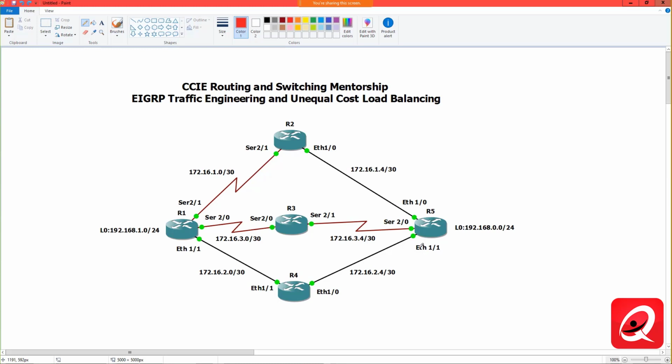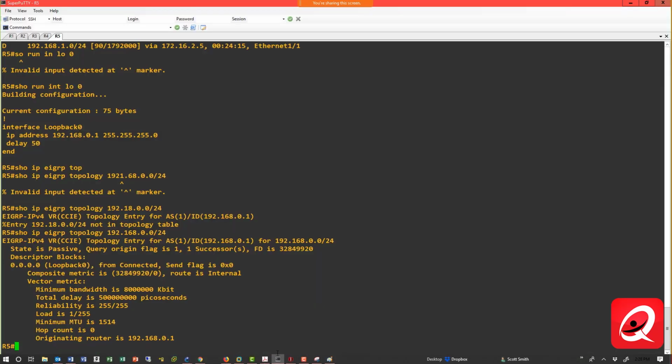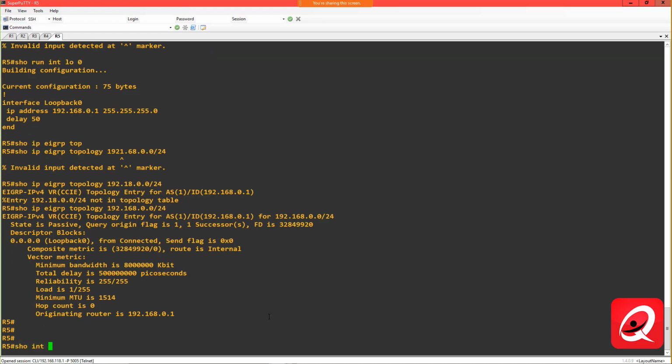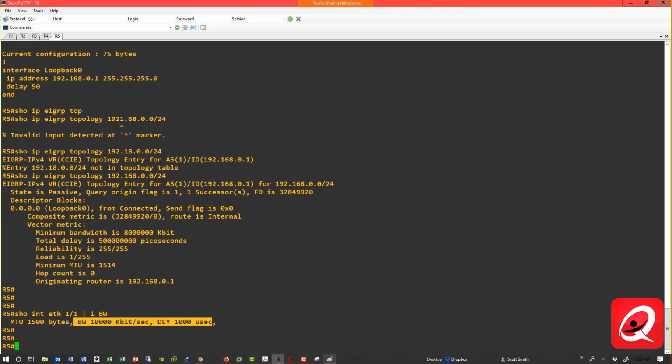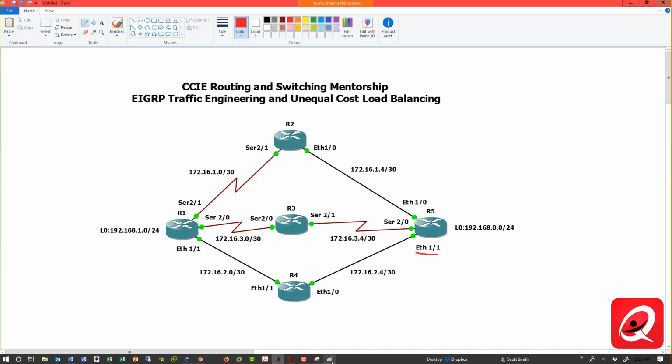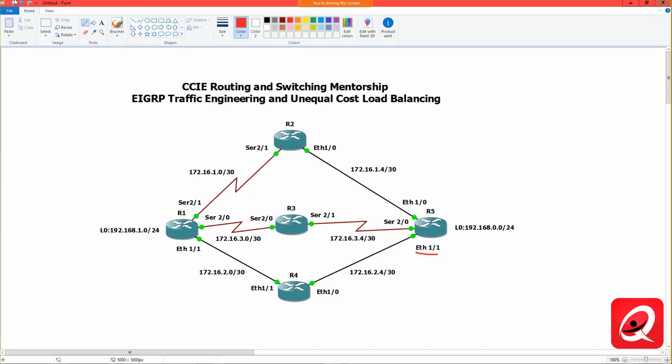So let's start by getting the values that are necessary for Ethernet 1.1 on router 5, and then we'll go from there. Show interface Ethernet 1.1, pipe include BW. So these are going to be the values that are used for Ethernet 1.1. We'll go ahead and put that on our diagram here in that direction.